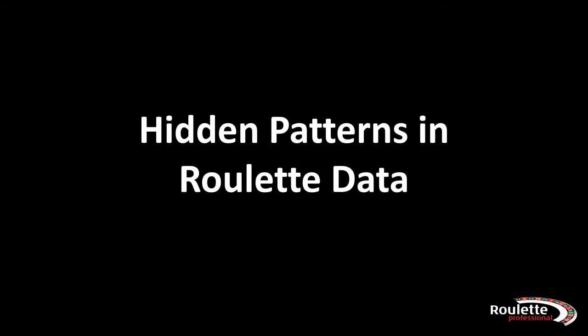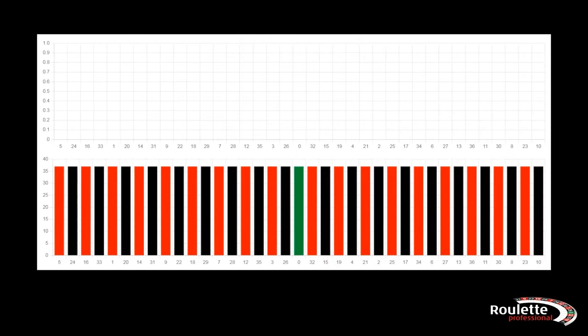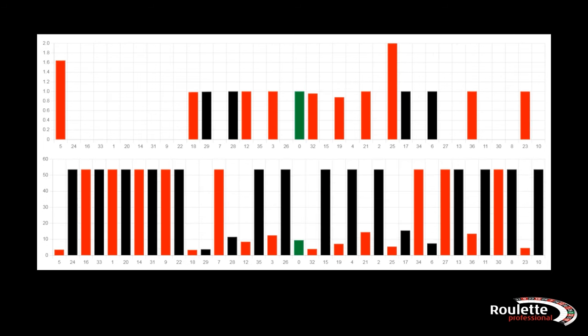There are many hidden patterns in roulette data. We can use these patterns to help predict what is more likely to happen in a game of roulette in the next few spins, where to bet and gain an advantage over the house.